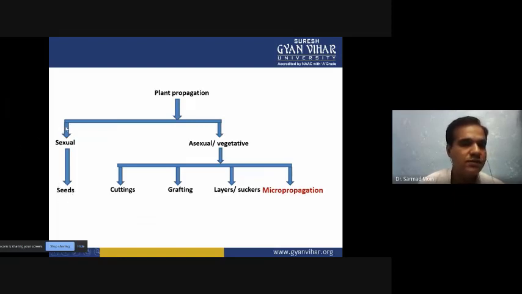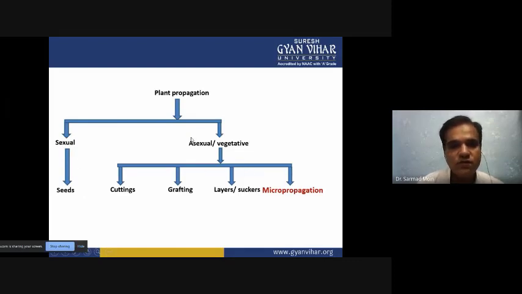So in plant propagation, sexual reproduction is the part where the male and female gametes fertilize and produce the embryos, and through the embryos the seeds are formed, and these seeds can germinate into a whole new plant. So this is one type of propagation.